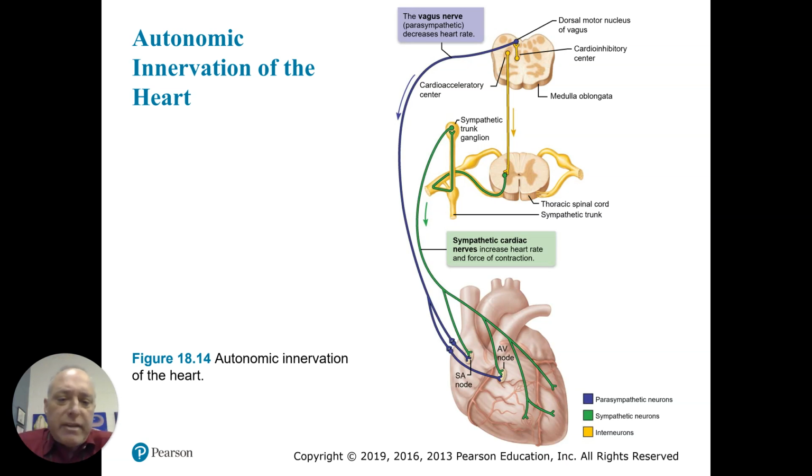So the heart is innervated by both the sympathetic and parasympathetic systems. If you remember, craniosacral was the parasympathetic, and thoracolumbar is the sympathetic. So the parasympathetic is mostly going to travel down the vagus nerve through a number of nuclei of different portions of the brain. And the parasympathetic is going to be mostly inhibitory, so it decreases rate.